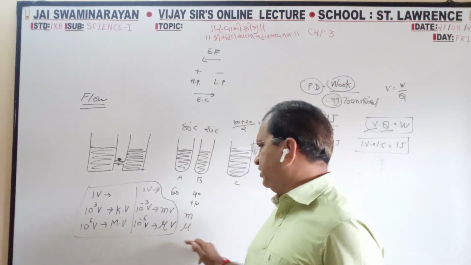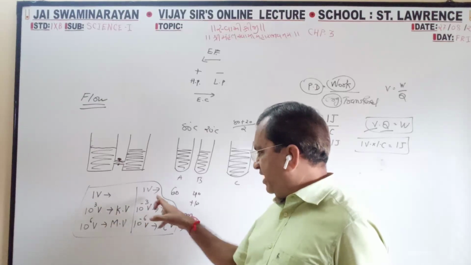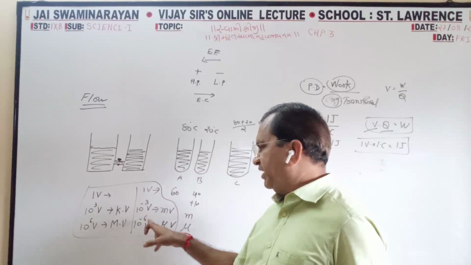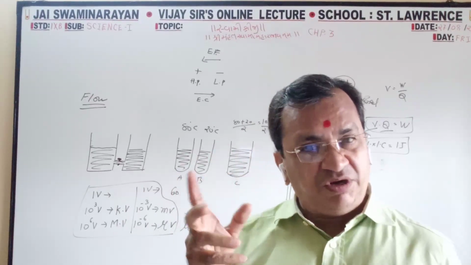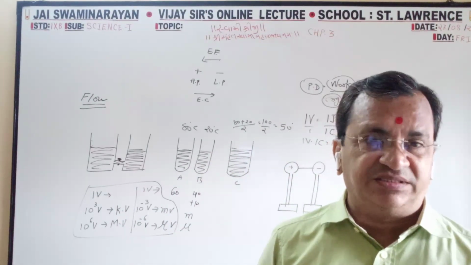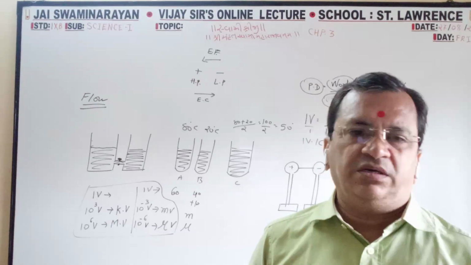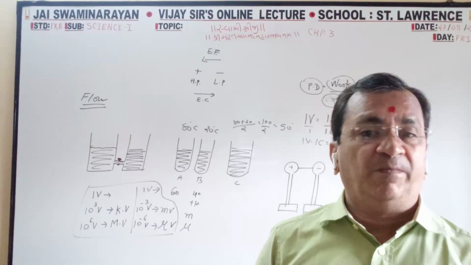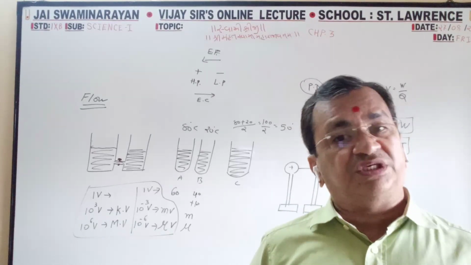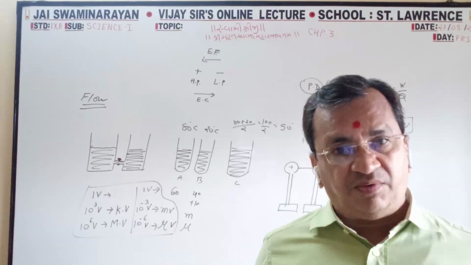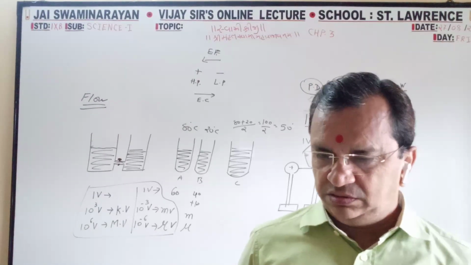Milliwatt, microwatt, kilowatt, megawatt. Here plus 3, minus 3, plus 6, minus 6. So on power and on sign you have to decide. If it is plus 3, power is given 10 raised to 3 watt, kilowatt. 10 raised to minus 3 watt, milliwatt. 10 raised to 6 watt, megawatt. 10 raised to minus 6 watt, microwatt.